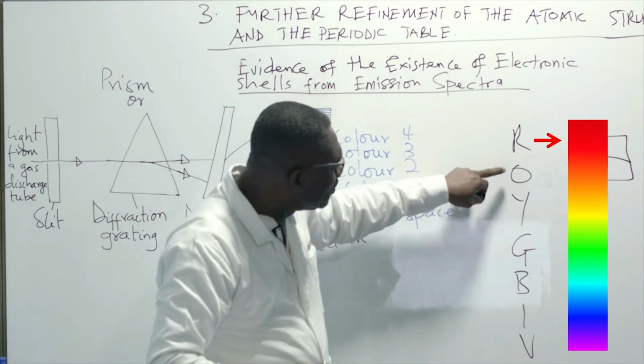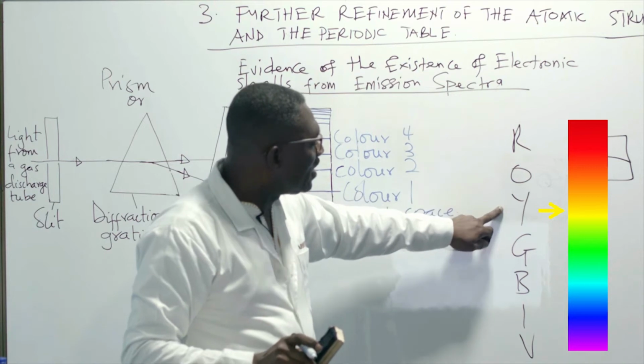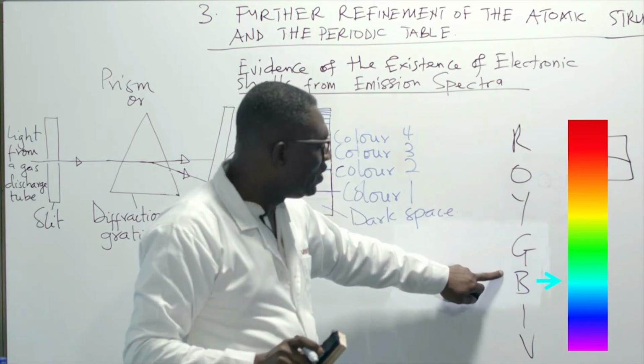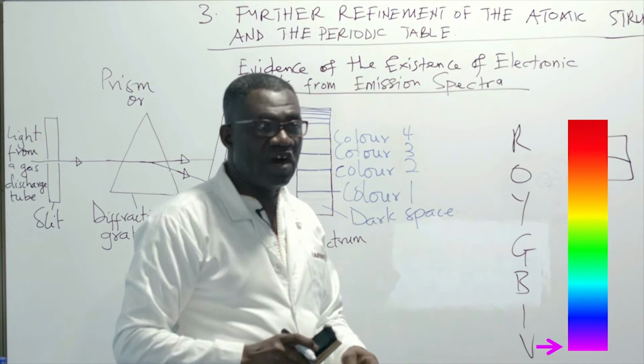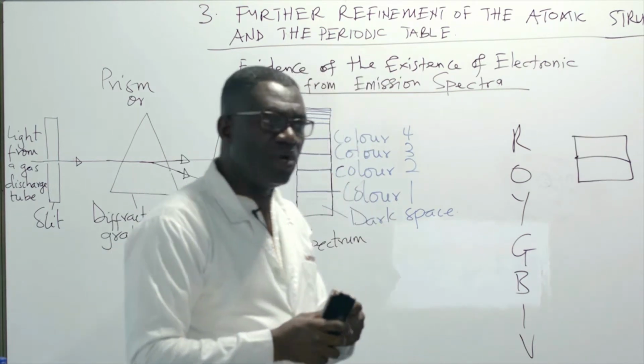Look at this, red coming to orange is quite simple. This one also emerges into yellow, and then yellow into green, green into blue, and then indigo, and then what? Violet. These are the various colors of the rainbow. That is what you see when you have pure white light.